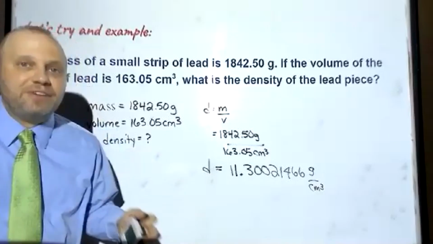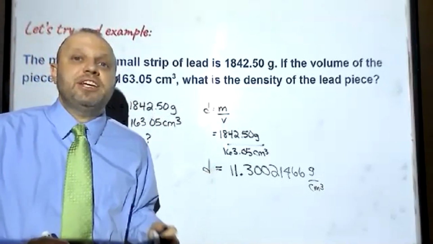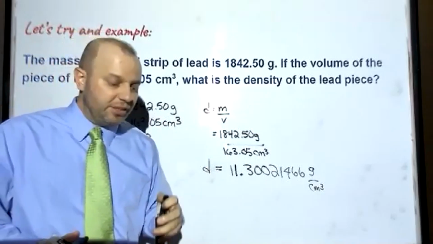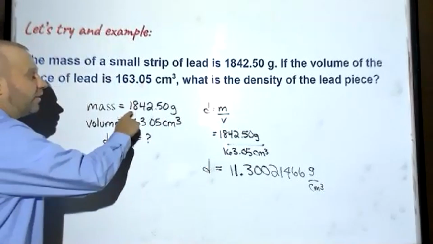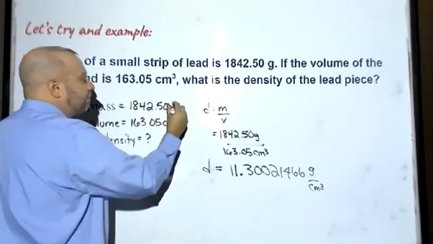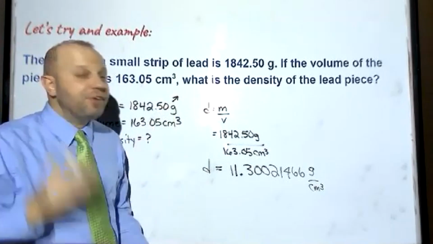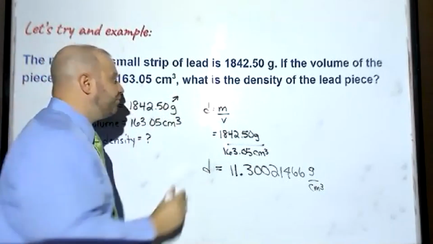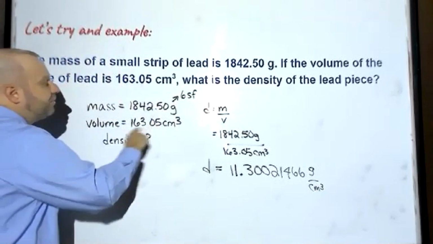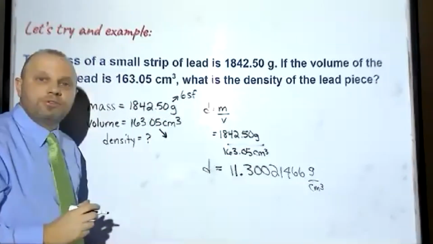Now, if you think back to the other material we've learned this year, we talked about significant figures. So we can't leave the answer like this. We have to report it to the correct number of significant figures. If we look at this number up top, 1842.50, give you a second there. That has how many significant figures? Hopefully we're saying 6. And this number, 163.05, how many significant figures does that have?